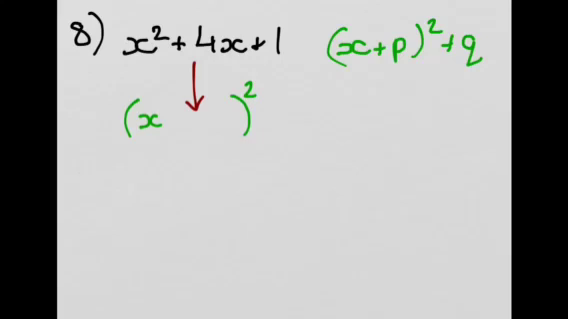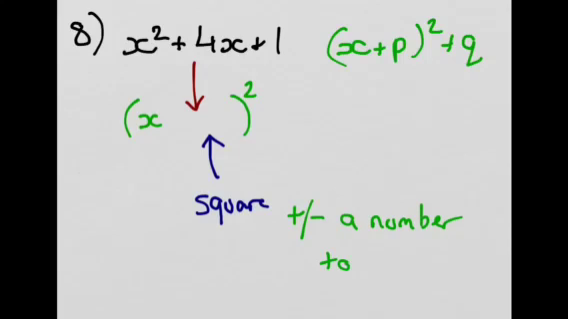To get my term outside the bracket, I'm going to square the term that I've put inside the bracket. So whatever half of 4x is, I'm going to square that, and whatever my answer is, I need to think, well, what do I need to do to that number to get to 1? So you square that term, and you plus or minus a number to equal 1. When you square that term, you'll get a number, and you think, do I need to add anything to that to get 1, or do I need to subtract a number from that to get 1?